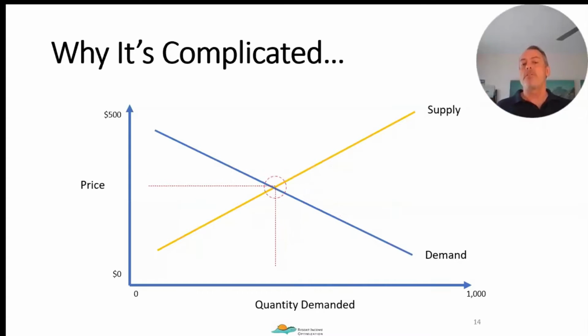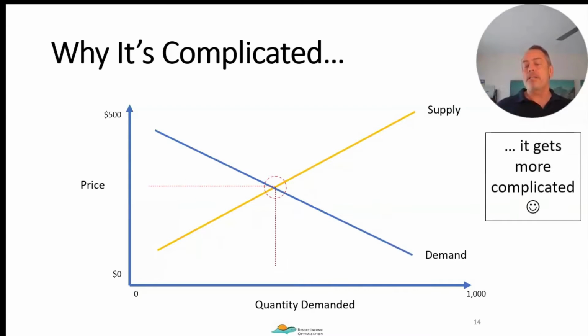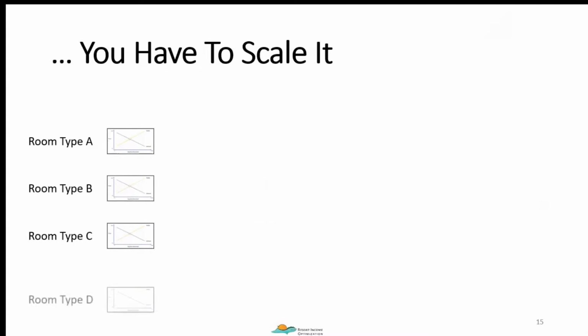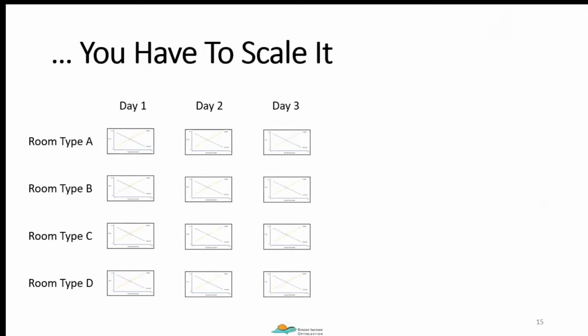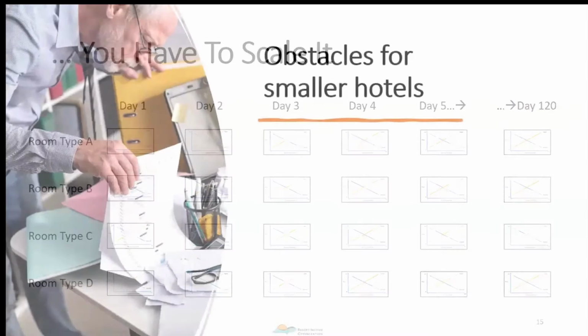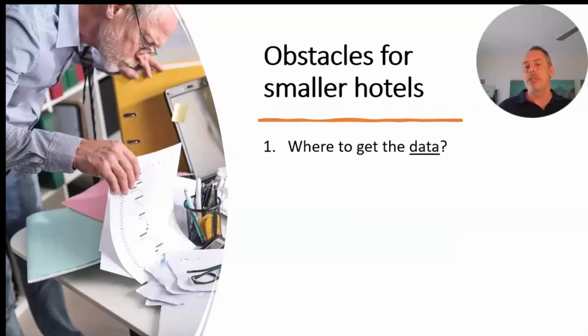And all of this is, I know, very theoretical, but it does get a little more complicated. And this is part of why it's complicated. You'll have a supply and demand curve for each of your room types. Let's say room type A, and then room type B, and room type C, and room type D. And that's just day one, right? So day 2, day 3, 4, day 5, all the way out to day 120 or whatever, the supply and demand curves are kind of shifting a little bit all the time, right? So all this data is in constant movement, and every day it changes a little bit, sometimes a lot, right? Depending on certain events.